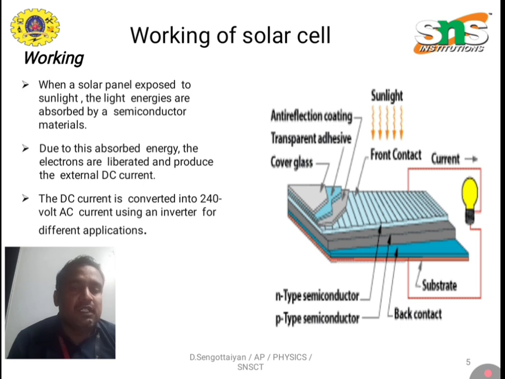For example, silicon solar cells, dye-sensitized solar cells, and perovskite solar cells. So our principle is producing electrical energy, and we are using different kinds of materials. Basically, we need low-cost, high-efficiency solar cells.